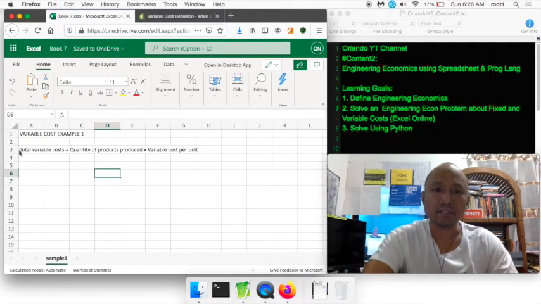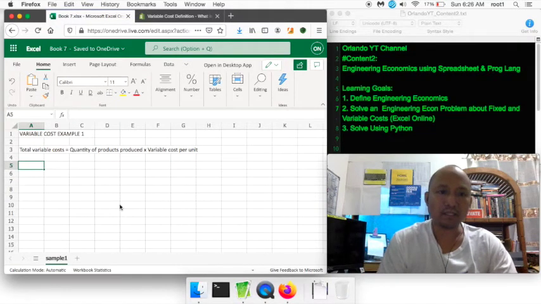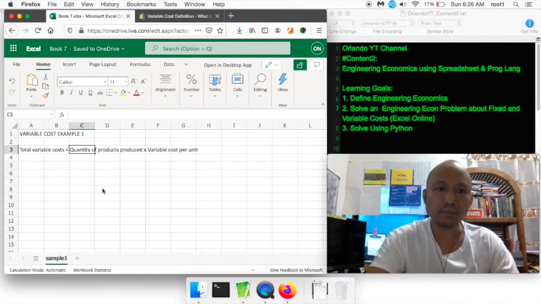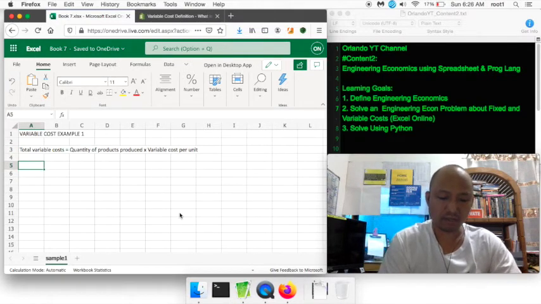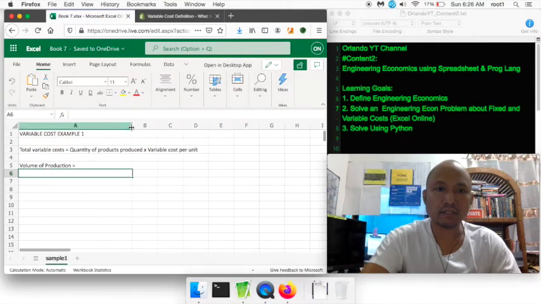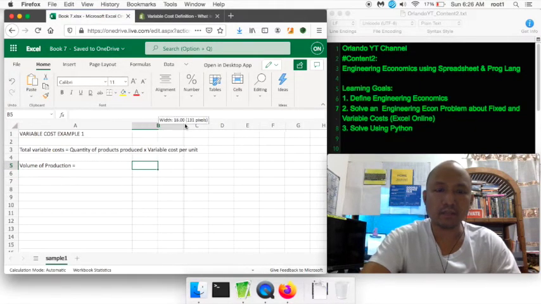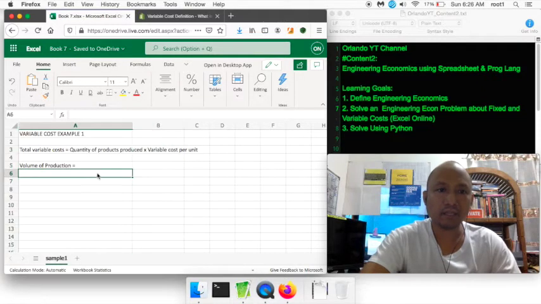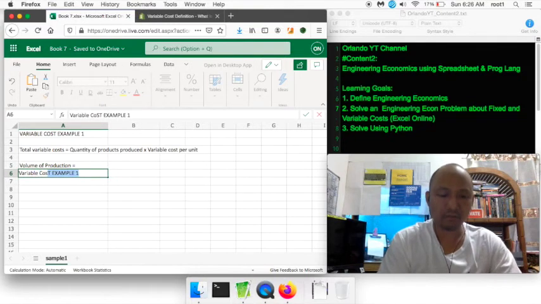There. But of course this won't work because these are all pure text. What we need is the quantity of products produced, or we can also say volume of production equals. We put all our values in the B column, and let's put the description or the label at the A column. Then the variable cost per unit.